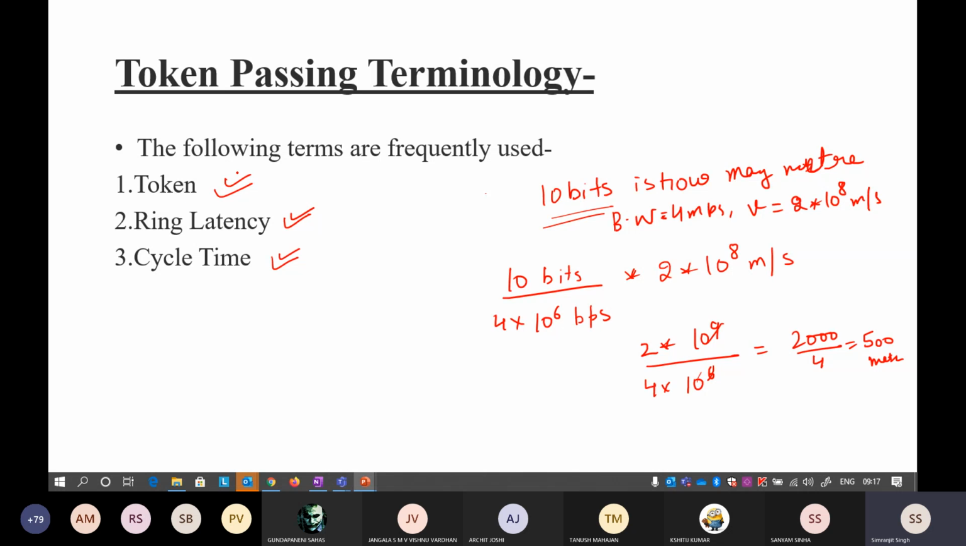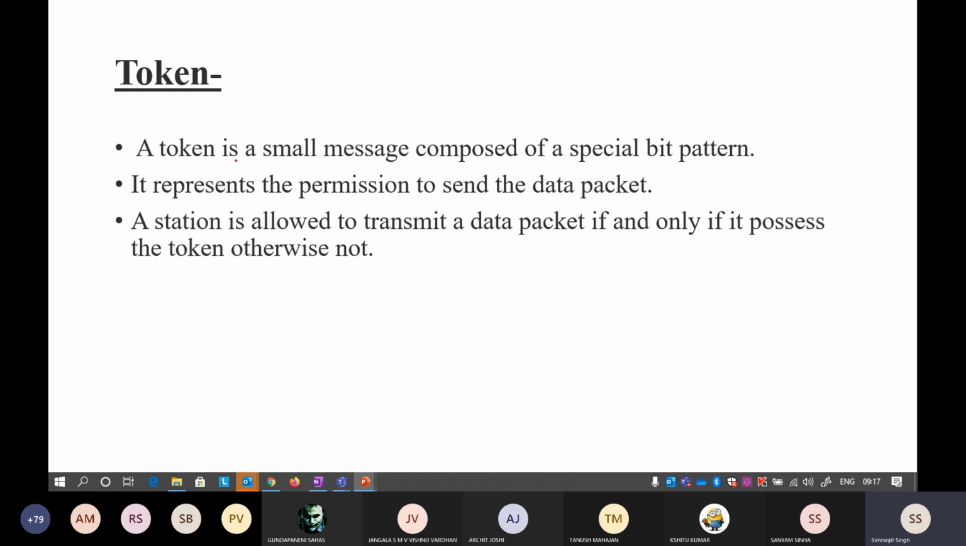Token is very simple. If you go to some government organization, if you want to update your Aadhaar card, they will give you a token. The token will be like 15. If your token number is 15, when 15 is called, you go to the counter and say my token number is 15, please update my Aadhaar card. The same concept applies in this one.